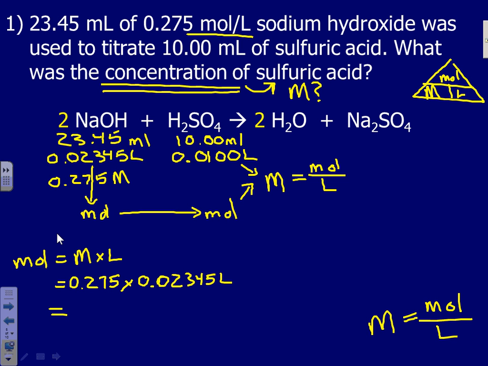And now we need calculators. It's going to be a tiny number. 6.45 times 10 to the negative 3 is good. Or 0.00645 moles. Either one, I don't care. If you've got your calculator set for scientific notation, then just give it to me in scientific notation. I don't care which way.